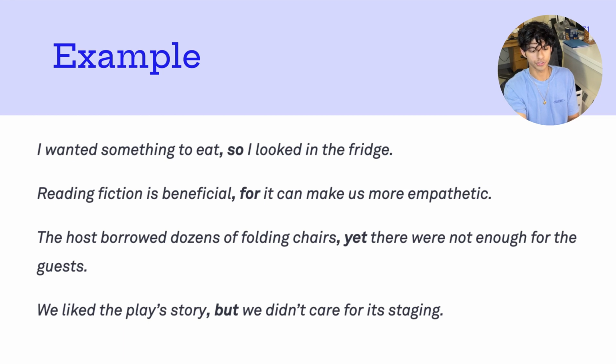Reading fiction is beneficial. It can make us more empathetic. The host borrowed dozens of folding chairs. There were not enough for the guests. We liked the play's story. We didn't care for its staging. There has to be a comma before the word. So if you just said, I wanted something to eat so I looked in the fridge, that is not valid because there's no comma. There might be the FANBOYS word, but there also has to be the comma to make that sentence correct. So make sure you watch out for that.